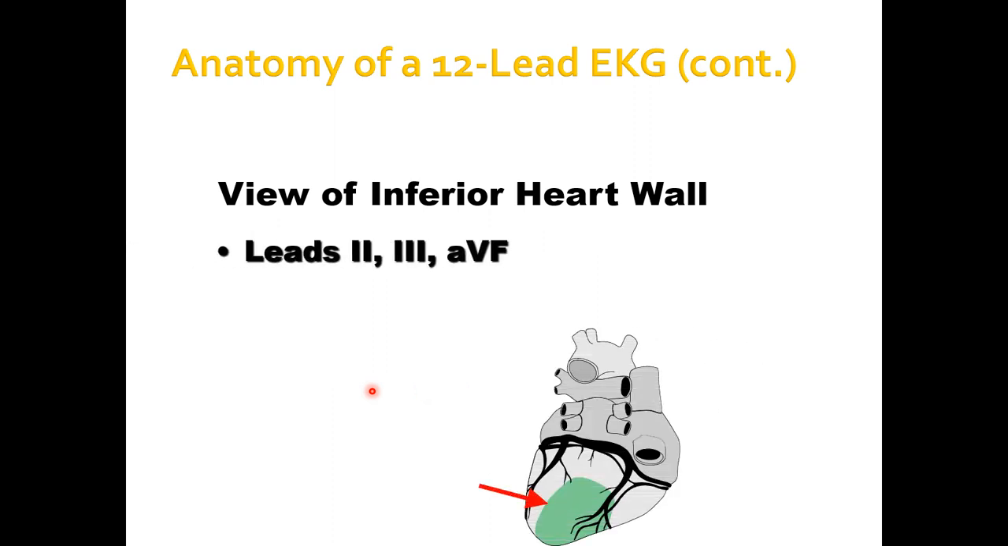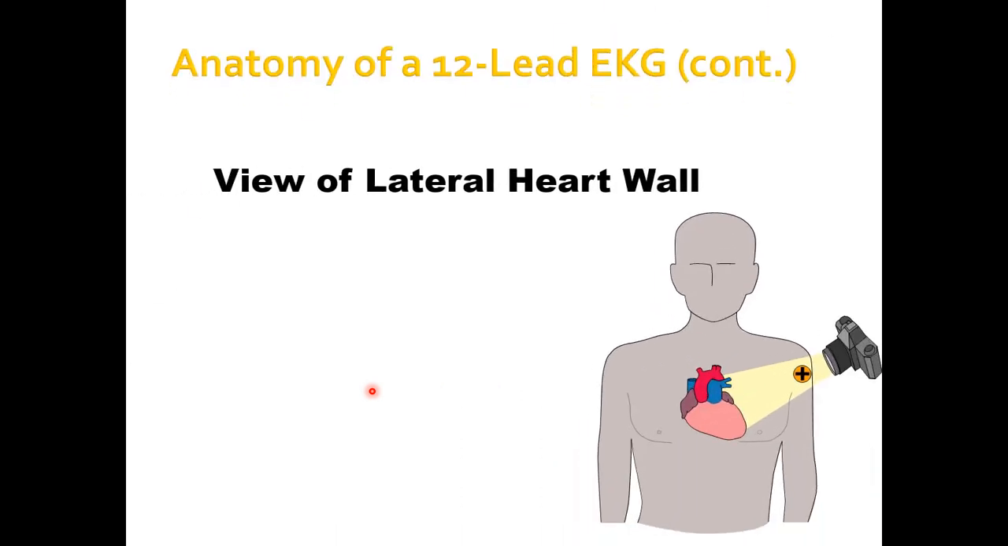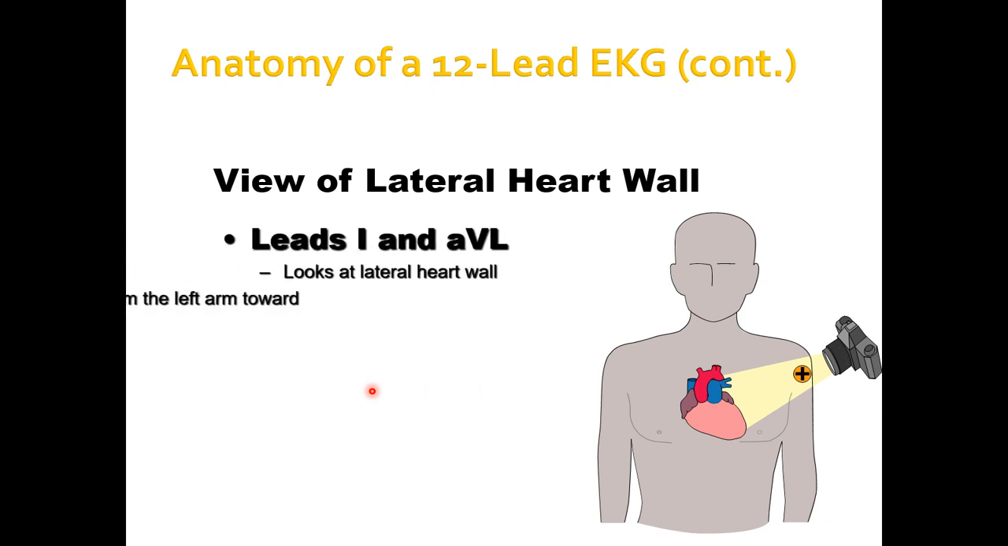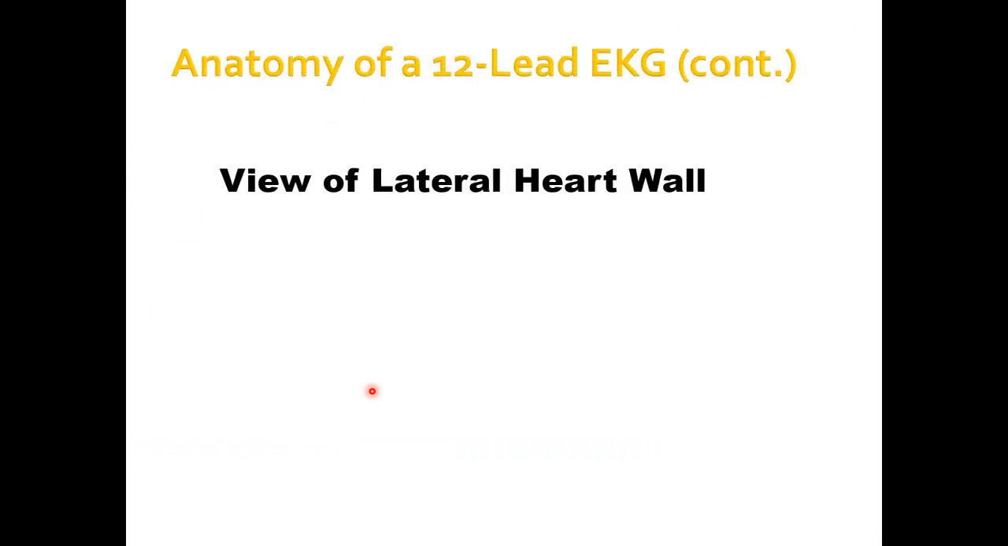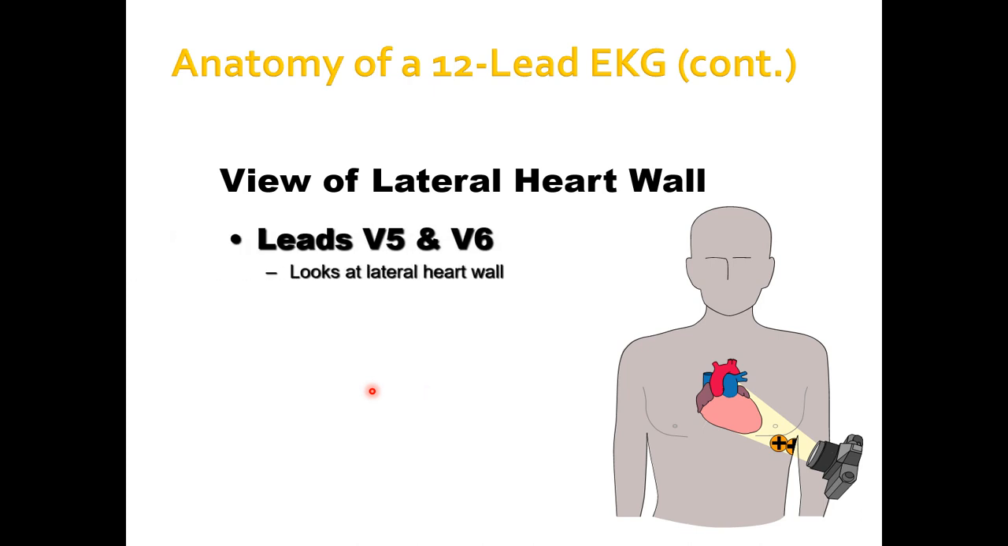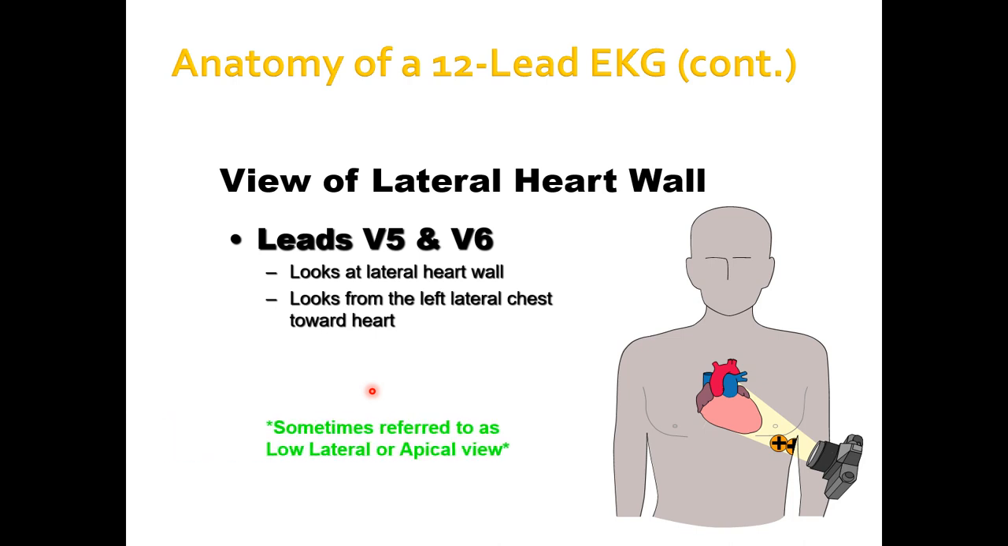So these are the leads that are looking at different walls of the heart. Lead 2, 3 and AVF is looking at the inferior wall of the heart. Lead 1, AVL is looking at the lateral wall of the heart. Lead V5 and V6 are also looking at the lateral wall of the heart. So 1, AVL, V5 and V6 are the lateral leads.